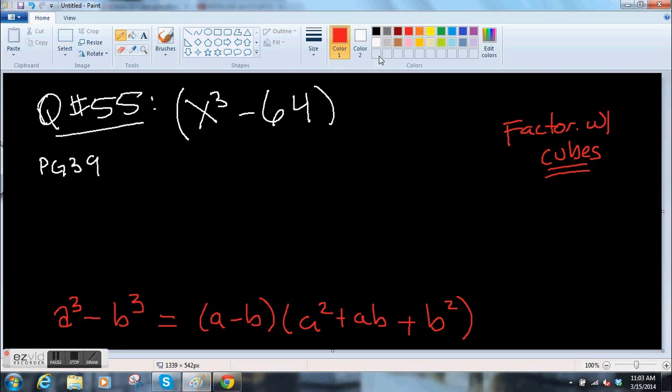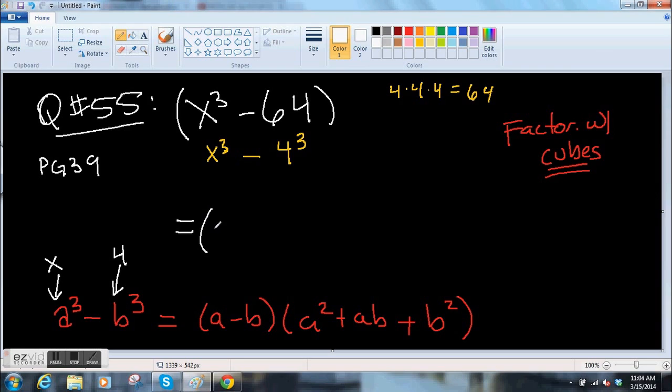So the reason I did that is I'm looking at this. x cubed, that's x cubed. And 64 is 4 cubed. 4 times 4 times 4 equals 64. Yes, it does. So now I'm going to use this formula, but the x is a, right? And the b is going to be 4. So I'm just going to plug in with the formula. And that gives me, remember x is a, b is 4, x minus 4 times a squared, x squared, plus a times b, x times 4, or 4x, plus b squared, 4 squared.